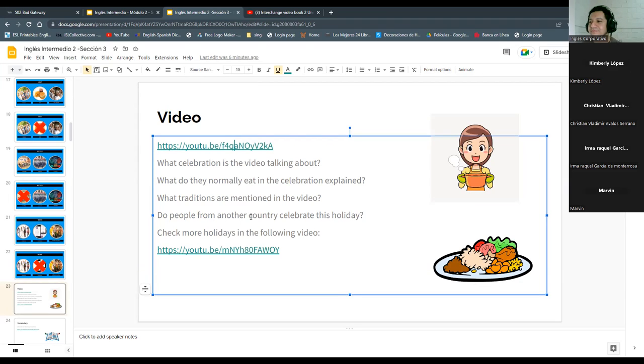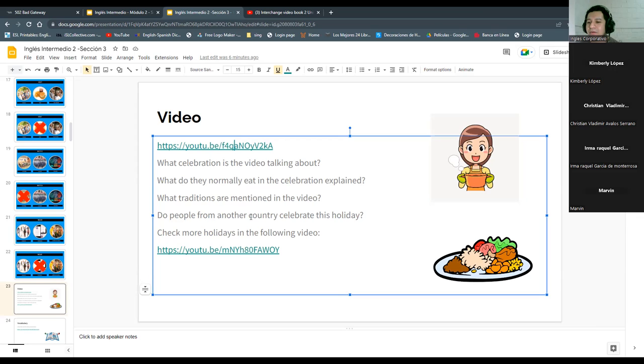The different type of food the different people eat in the video. Exactly. Different people eat different types of food, right? And also they visit family, right? They visit their relatives, etc. They get together, right? Let's see.